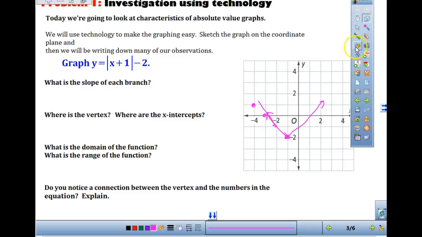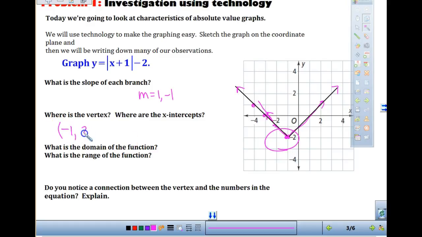So we want to write down what our slopes were. And you do want to make sure that you have arrows on these because they are continuing. So slope of each branch, still going to be 1 and negative 1. Our vertex, right down here, is our vertex, which we talked about yesterday. That's going to be at negative 1, negative 2.